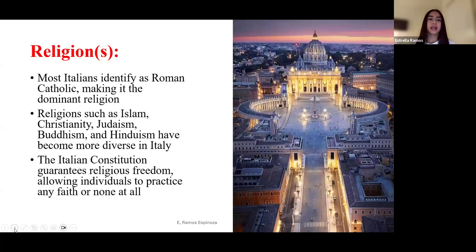Religions. Most Italians identify as Roman Catholic, making it the dominant religion. Religions such as Islam, Christianity, Judaism, Buddhism, and Hinduism have become more diverse in Italy. And the Italian constitution guarantees religious freedom, allowing any individual to practice any faith or none at all.